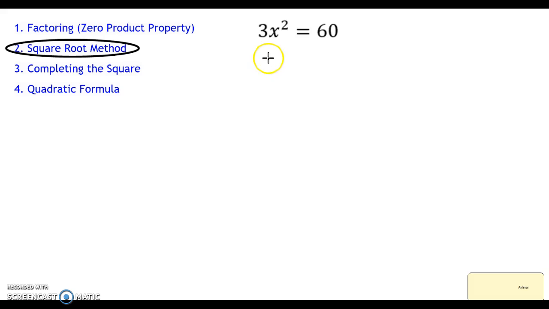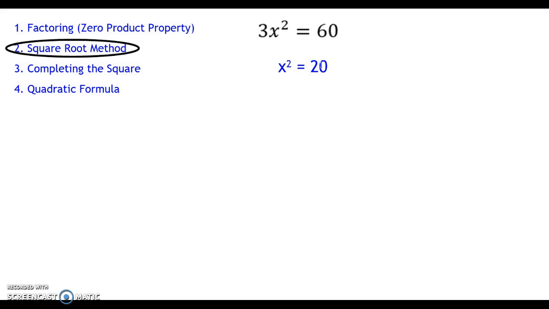So as I said, the first thing I'm going to do is try to isolate the x squared. In this case, that means I'm going to divide both sides by 3. So as you can see, we made this equation a little bit easier. We went from 3x squared equals 60 to x squared is equal to 20. We divided both sides by 3. Now what we can do is take the square root of both sides.